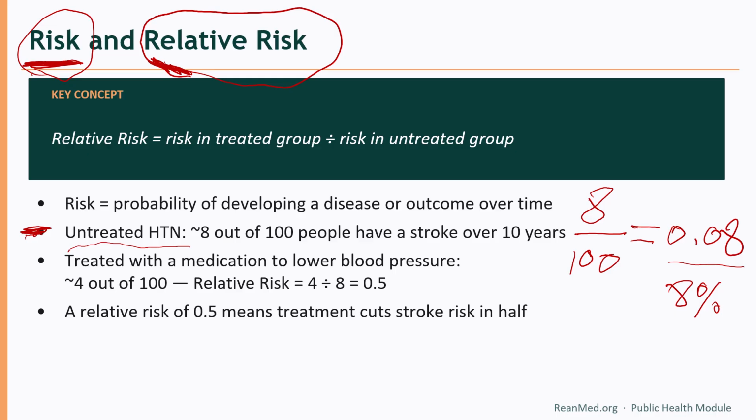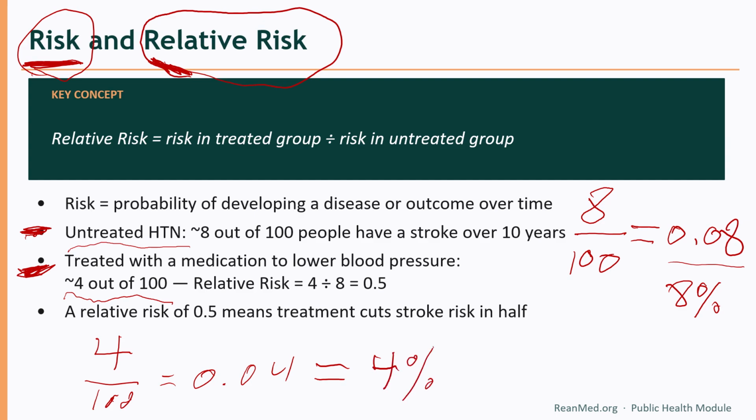Now let's compare this to people who take a medication to help lower their blood pressure. In this group, we see that 4 out of 100 people have a stroke. So let's calculate their risk. 4 divided by 100 equals 0.04. Or we can times that by 100% and make it into a percent. So that is 4% of people have a stroke when they're taking a medication to lower their blood pressure.